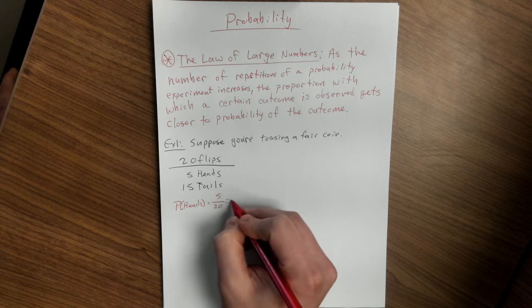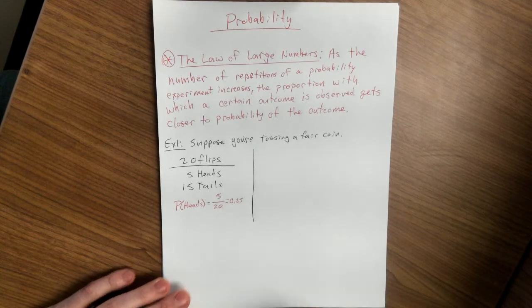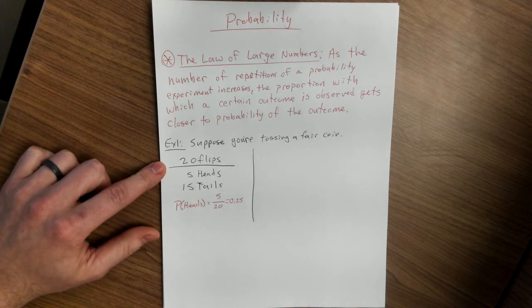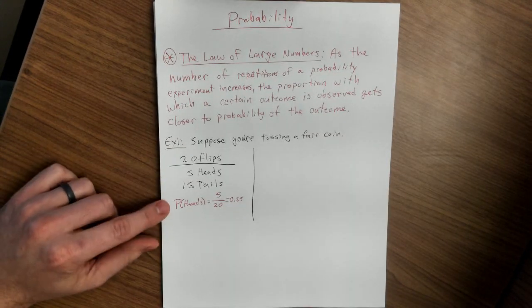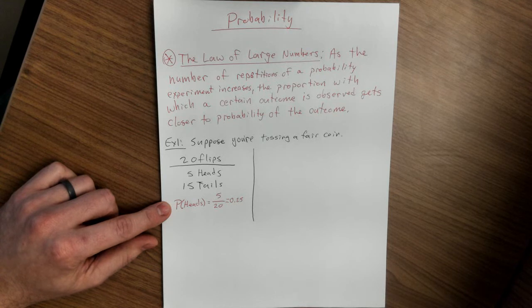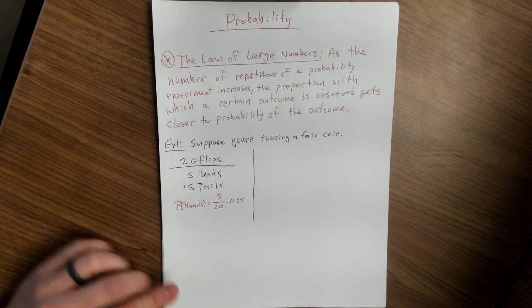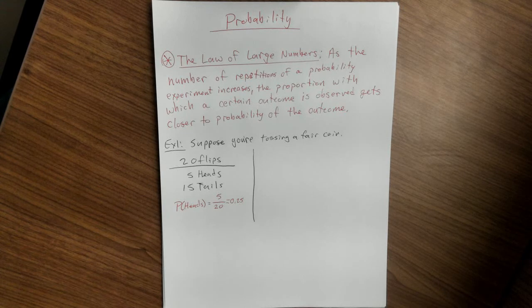I'm going to write this as a decimal for now, and that gets you 25%. So just based off of this small sample of 20 flips, we can see that the probability of a heads is 25%. Which we know is false. We know that flipping a fair coin, getting a heads will occur 50% of the time. So what is going on here, and why is it different from 50%? Well, let's see what happens as we increase the number of flips.